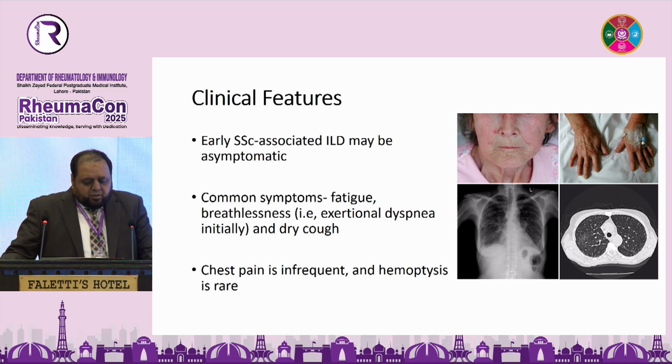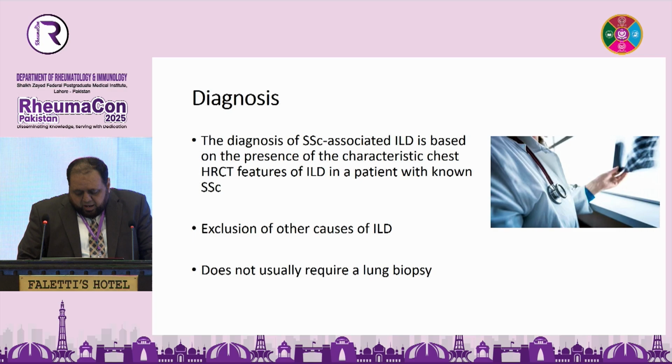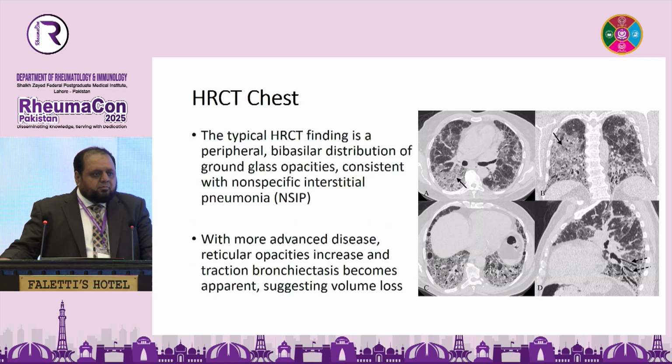Early systemic sclerosis associated ILD may be asymptomatic, but common symptoms of this ILD include fatigue, shortness of breath, and dry cough. Chest pain is usually infrequent and hemoptysis is rare. So diagnosis, as with other ILDs, the diagnosis of systemic sclerosis ILD is established on the basis of clinical presentation and HRCT findings, and usually lung biopsy is not required to reach the diagnosis, and we have to exclude the other causes which may cause interstitial lung disease.